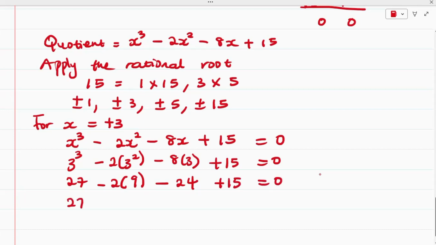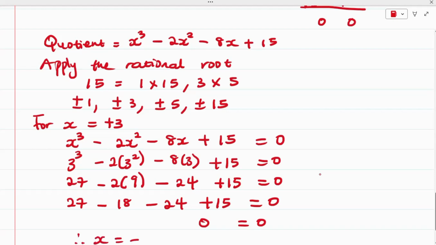So we have 27 minus 2 times 9 is 18, minus 24 plus 15 is equal to 0. So 27 minus 18 minus 24 plus 15 is going to give us 0, which is equal to 0. So therefore, x equals plus 3 is a possible root. So we have this right here.